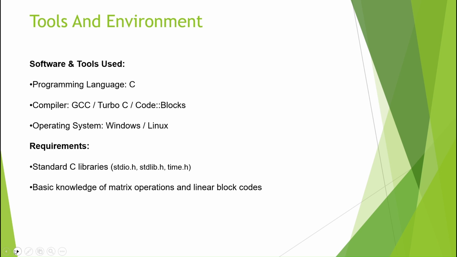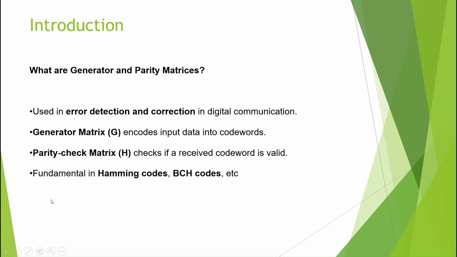Now let's see the introduction of this CTA activity. Generator matrix G encodes data into a code word. Parity check matrix H checks if the received code is valid. These are used in systems like Hamming and BCH codes.